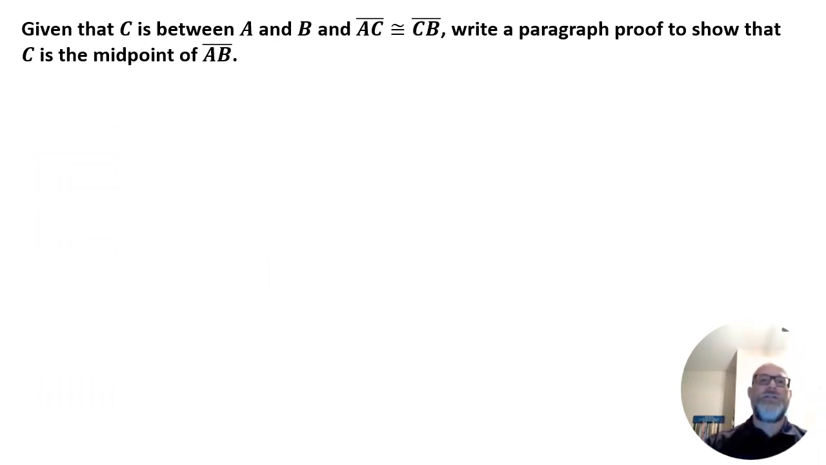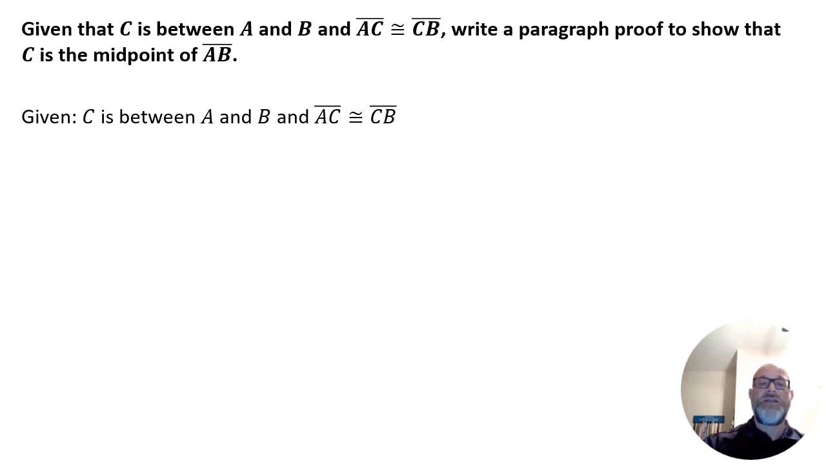Let's try this one. Given that C is between A and B, and that line segment AC is congruent to line segment CB, write a paragraph proof to show that C is the midpoint of line segment AB. So what's our given? C is between A and B, and line segment AC is congruent to line segment CB. What are we trying to prove? We're trying to prove that C is the midpoint of line segment AB.